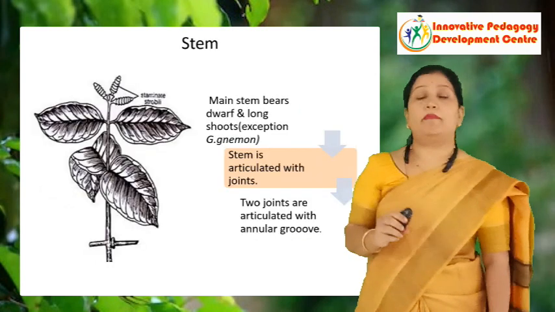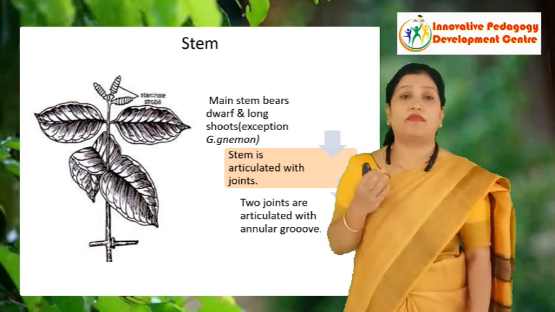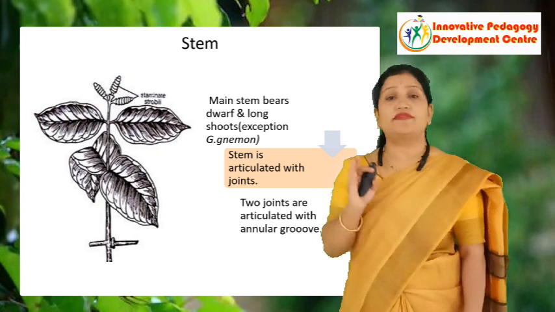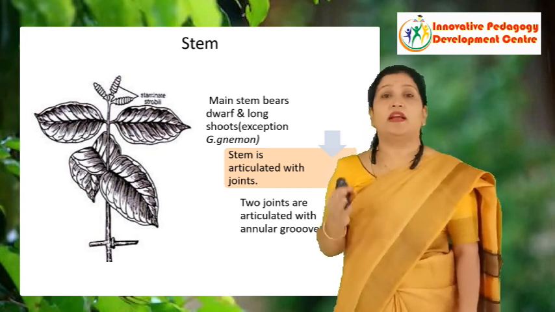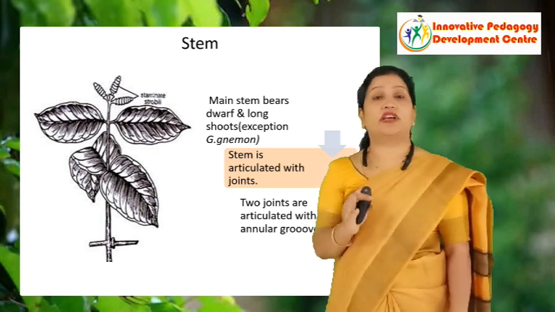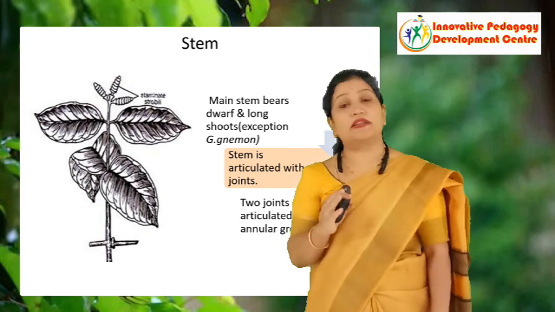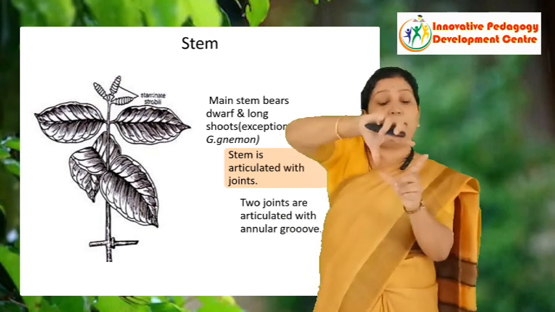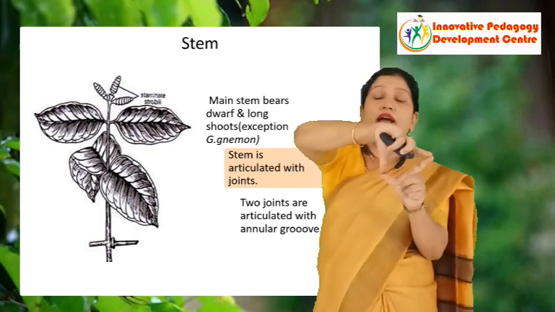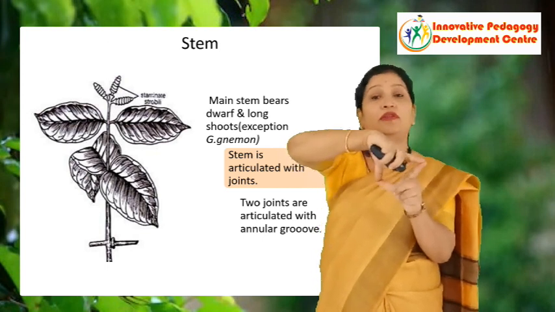So there is no need to have a deep root system. Regarding the main stem, it bears dwarf and long shoots. The exception is Nitum gnemon, a tree species in which all the branches are of a similar type, but in the rest of them there are branches of limited and unlimited growth. Here, one peculiar feature you will have to remember: the stem is articulated and it shows the presence of joints. At the particular joint you will see two parts, one above the node and the other below the node, and it is articulated with the presence of an annular groove.